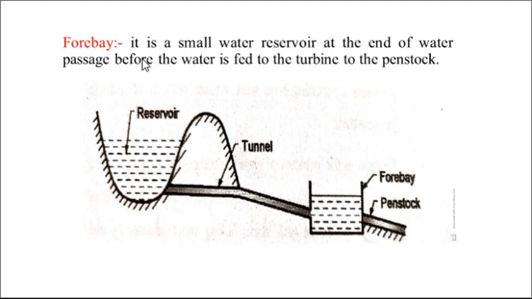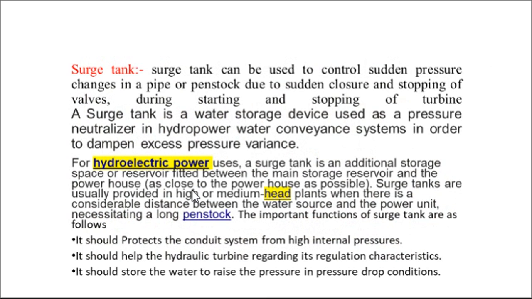Now what do you mean by forebay? So it is a small water reservoir. This is the forebay. At the end of the water passage, this is the water passage or penstock, before the water is fed to the turbine through the penstock. So this is the waterway we can say, and this is the penstock, or tunnel. So this is the forebay. Now the next one, surge tank.